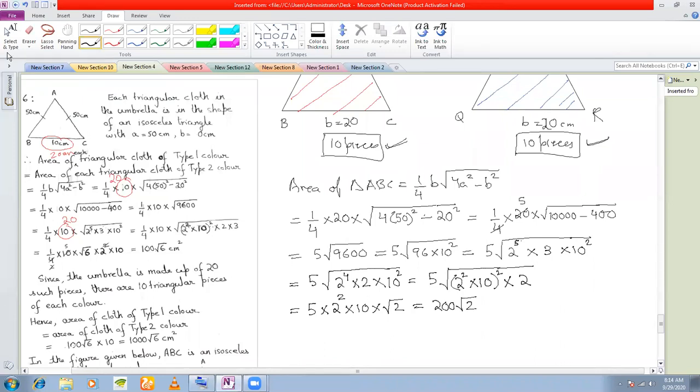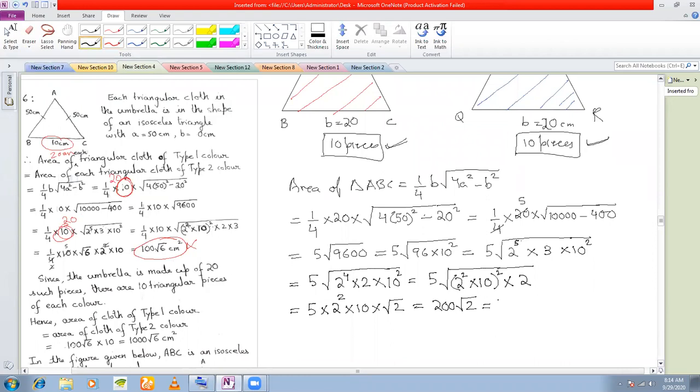There's a calculation mistake here. Okay, in this because of this I have taken, instead of 20 I have taken 10. There's a calculation mistake here, so that I've got a wrong answer here. Okay, so you just correct it. This is the correct calculation.